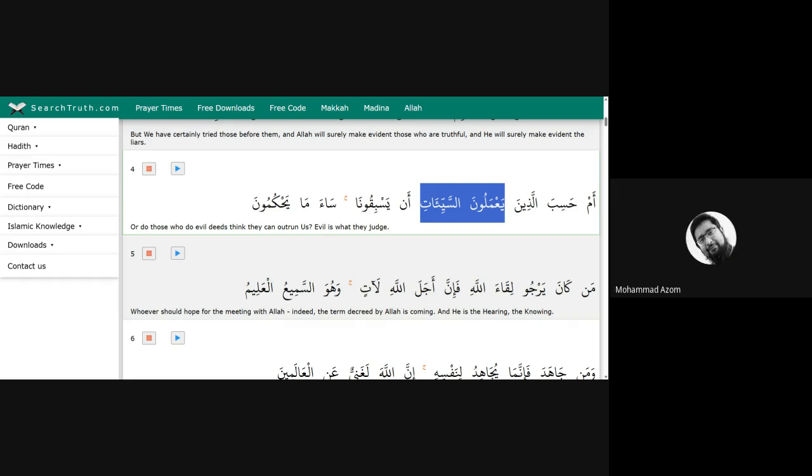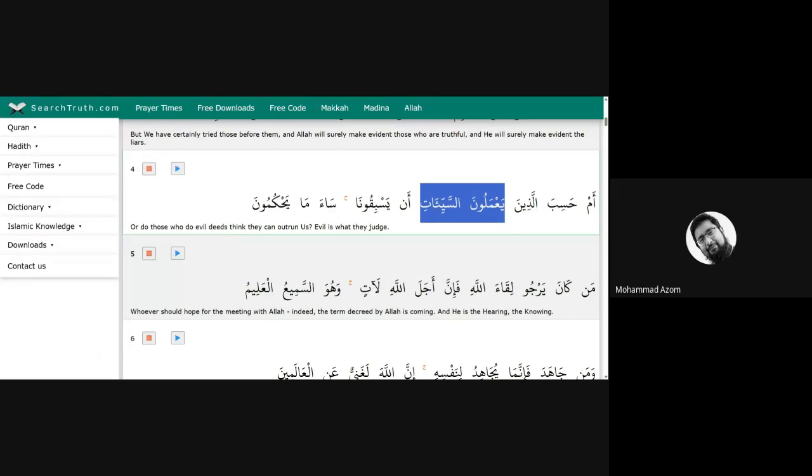Close, but not 100%. Can anyone help? Almost there, but not because of present tense, or because of the ism mausul. No. Because of present tense, but what is it actually? It is the maful bihi. Maful bihi. And maful is always nasab.